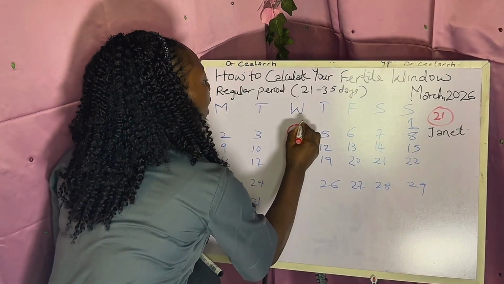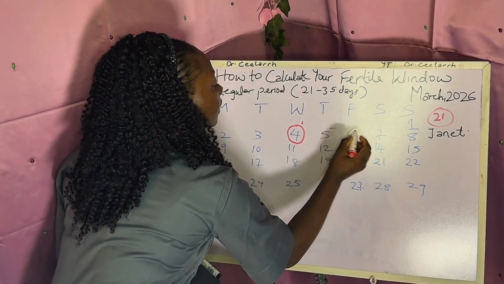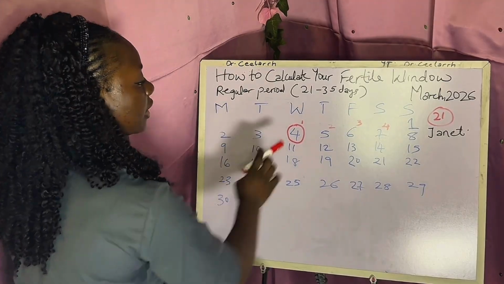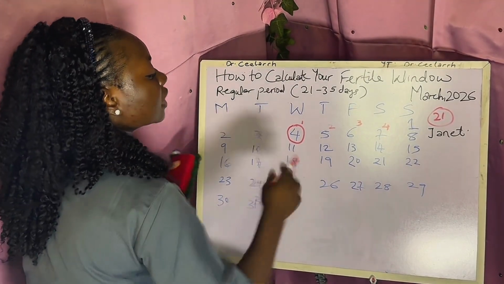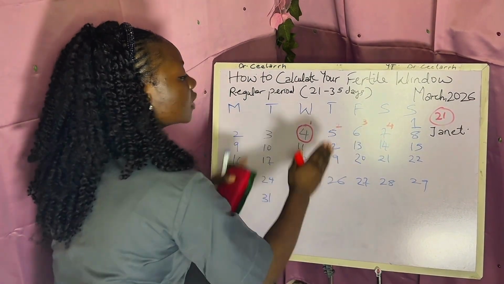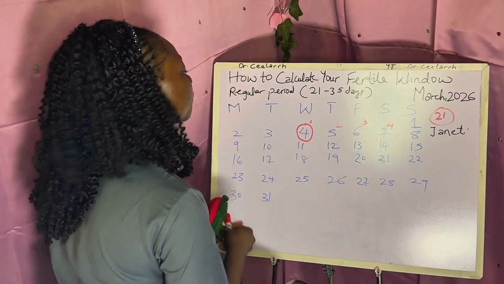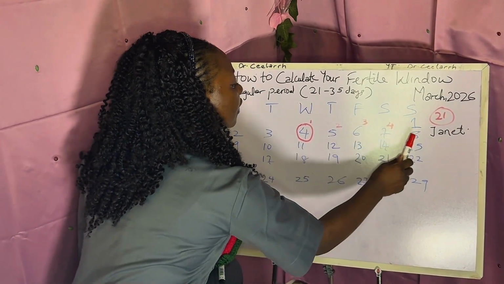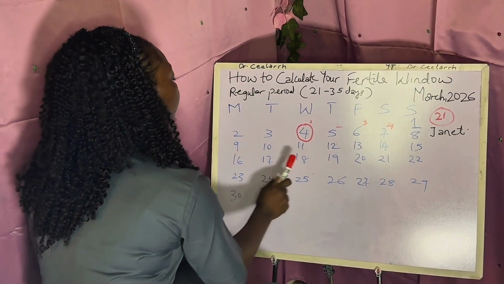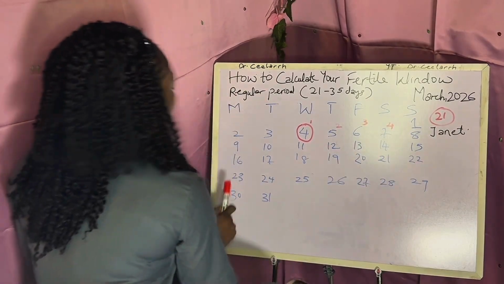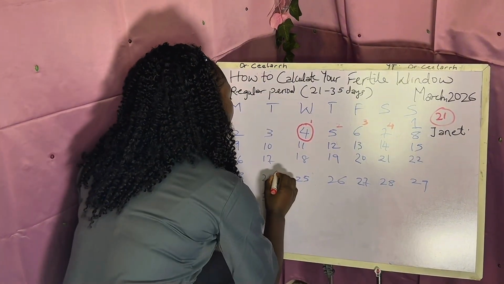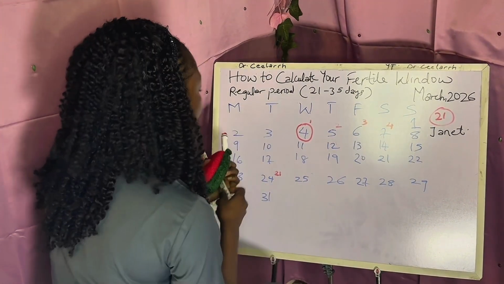So this is day 1 of the cycle, this is day 2, day 3, day 4. So she bleeds for 4 days in this menstrual cycle, and we said she has a 21-day cycle. Let's calculate to see when this cycle ends, because this bleeding is just the menstrual phase of this cycle. So this is day 1, day 2, day 3, day 4, 5, 6, 7, 8, 9, 10, 11, 12, 13, 14, 15, 16, 17, 18, 19, 20, and 21. So the 24th of March 2026 is the 21st day of Janet's menstrual cycle.